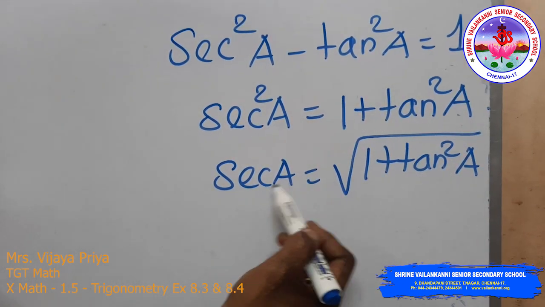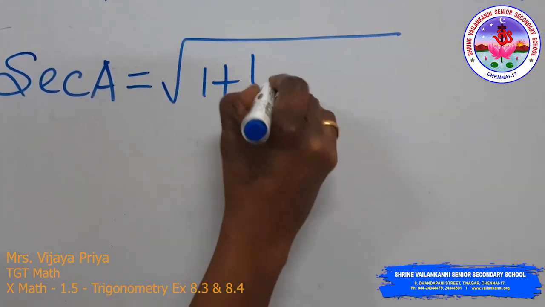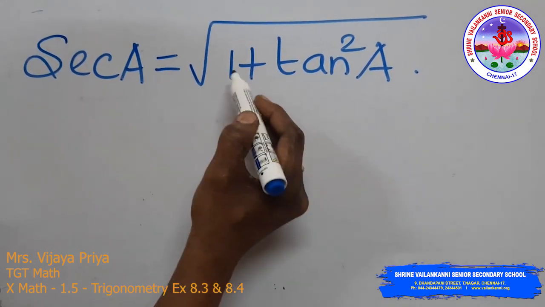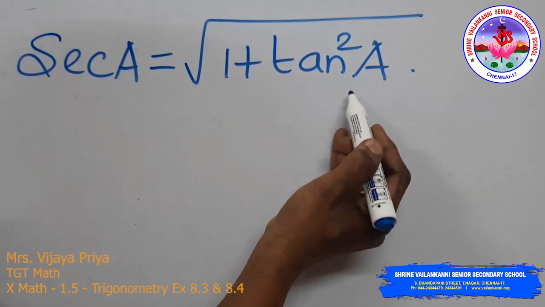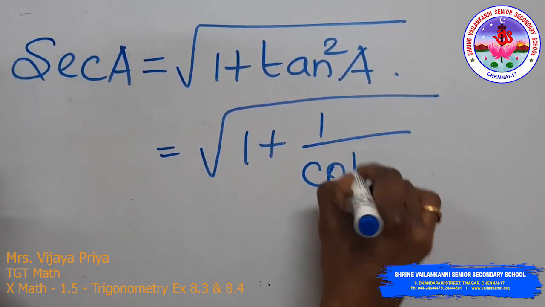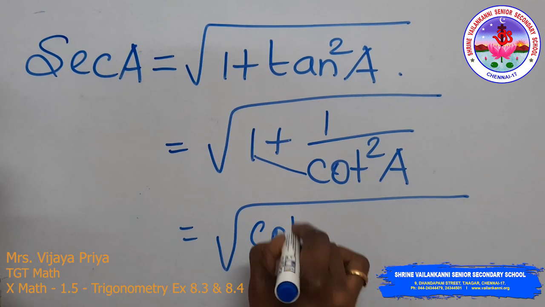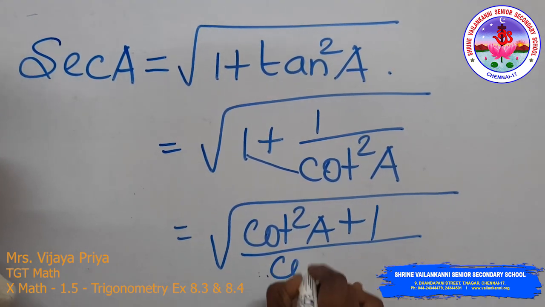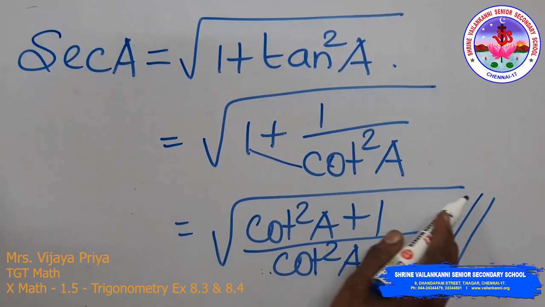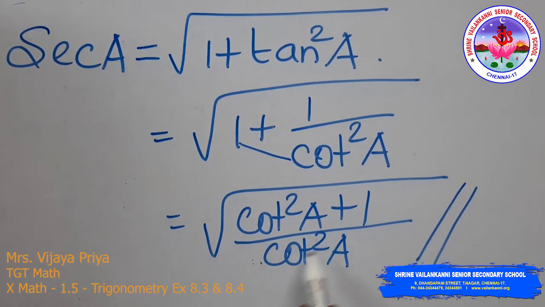Now I am going to write the value of secant A in my problem. Secant A is equal to square root of 1 plus tan squared A. But I want to represent my secant A in terms of cot A. So I am writing my tan A as 1 by cot A, which gives square root of 1 plus the reciprocal of cot squared A. Now taking LCM here, I will get cot squared A plus 1 by cot squared A. Hence secant A can be represented as square root of (cot squared A plus 1) by cot squared A.